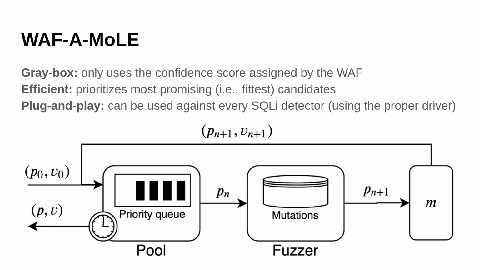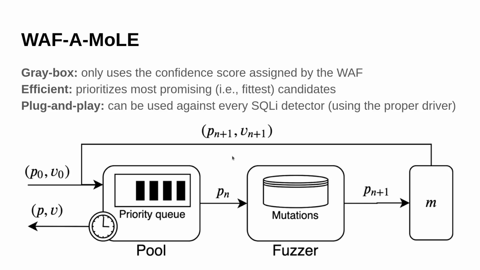It takes in input a WAF, and it computes adversarial examples for that WAF, and it doesn't need to know any details of the target WAF. It just needs the score computed by the WAF. It's efficient because at every round of generation of new malicious payloads, it only keeps the most promising ones, and we're gonna see how WAF-A-MoLE does that. And it's really plug and play. So you code a proper driver for your WAF, and then you can plug WAF-A-MoLE into this driver, and you can just run WAF-A-MoLE to find new adversarial examples.